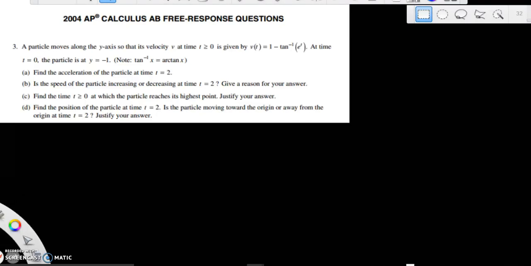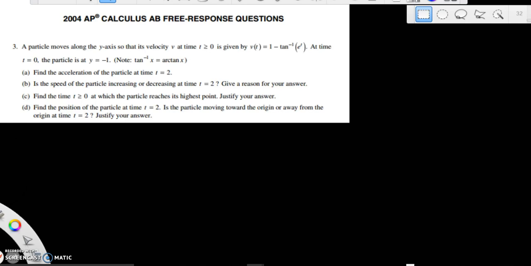In this video, we're going to solve a 2004 AP Calculus AB FRQ question. Number 3 says a particle moves along the y-axis so that the velocity v at time t, t greater than or equal to 0, is given by v of t equals 1 minus arctan of e to the t. At time t equals 0, the particle is at y equals -1. Note that the inverse tangent of x equals arctan of x. Okay, well, you should know that.